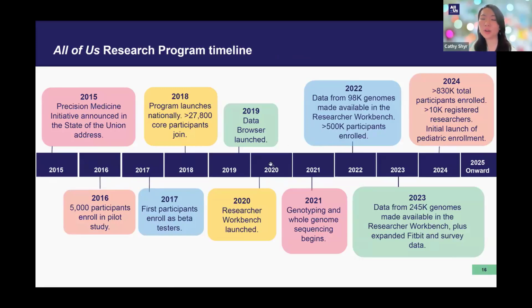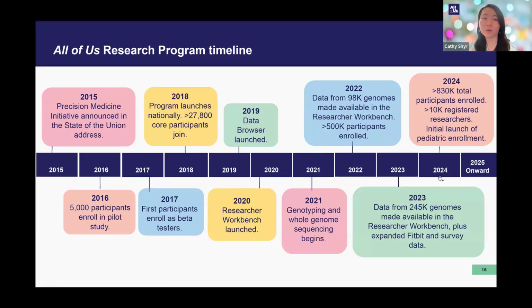In 2020, which was about 5 years ago, was the launch of the Researcher Workbench, which Dr. Sulieman is going to talk more about in the next section. Again, this is our cloud computing platform. In 2022, was the first release of 98,000 genomes from the All of Us Researcher Workbench. And then the year after that was our second release with nearly 250,000 whole genome sequences.